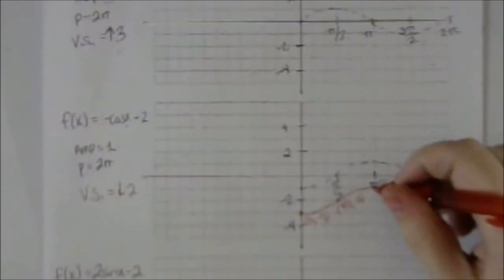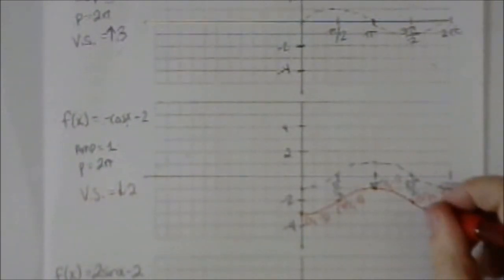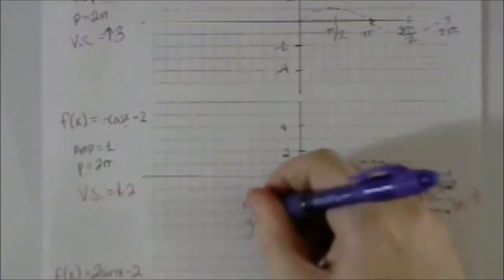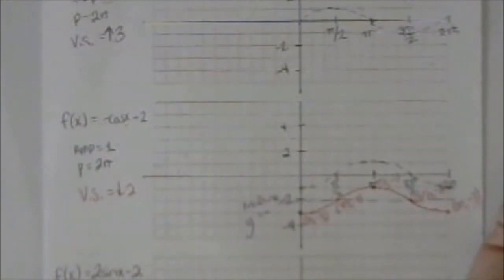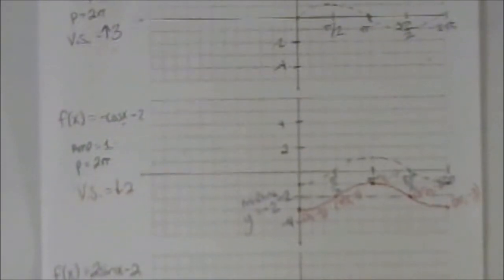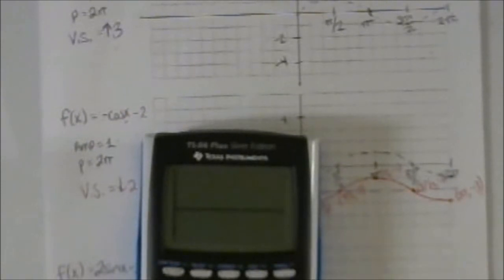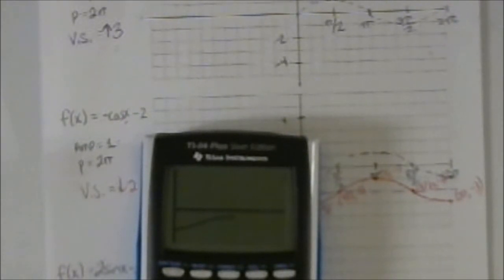Connect your dots in as continuous a curve as you can. And it may help you, and I always recommend drawing your midline. Let's check if we graphed this correctly. Y equals negative cosine x minus 2. Looks good.